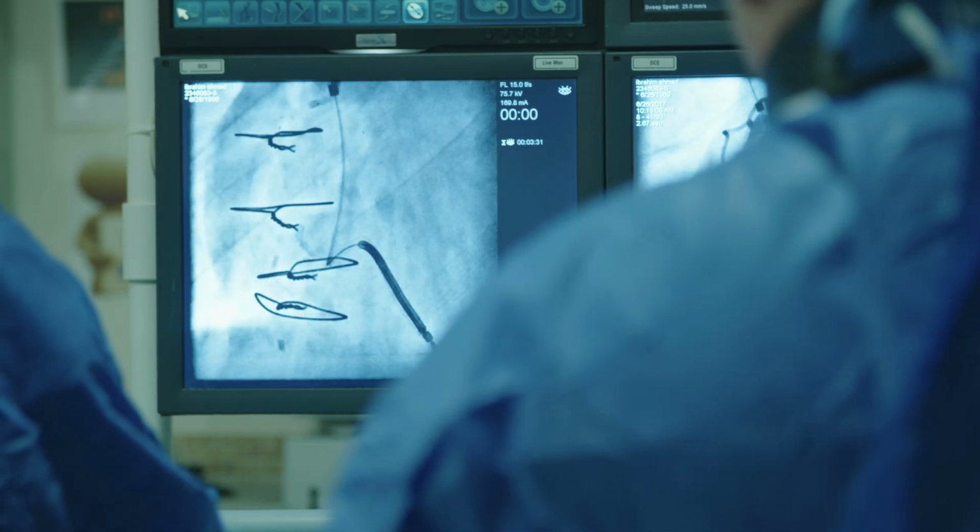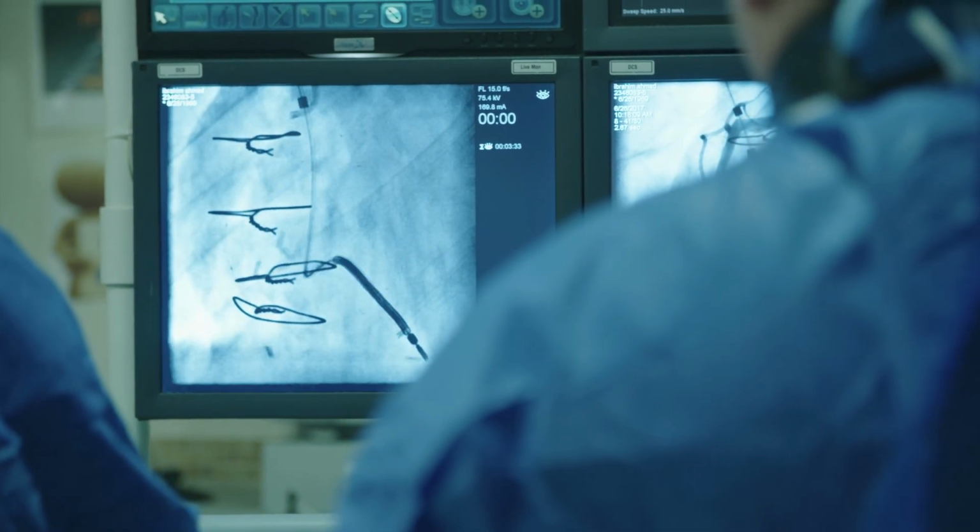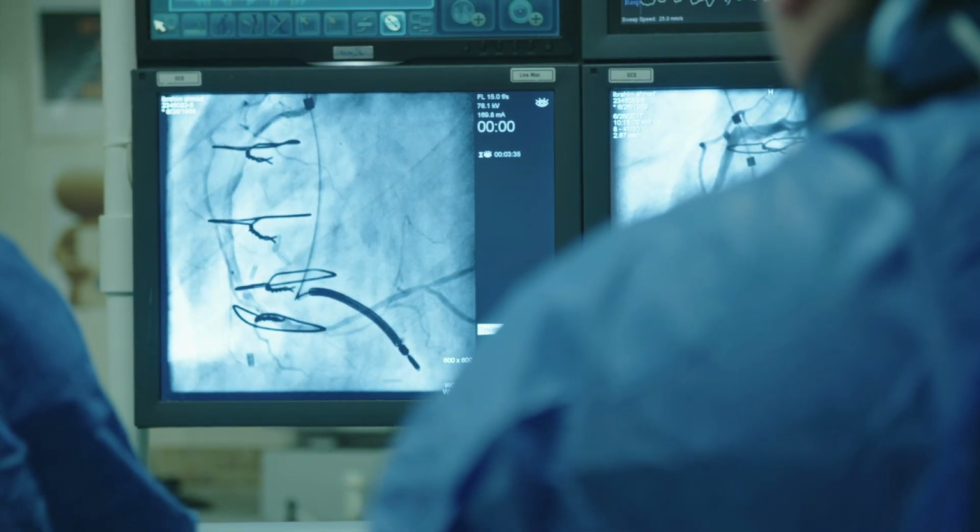This involves injecting a contrast dye into the coronary arteries and taking X-ray images to visualize blockages. This test is performed using a catheter, which is inserted into a blood vessel in the wrist or groin and is guided to the coronary arteries. If significant blockages are found, immediate treatment such as stent placement may be performed.